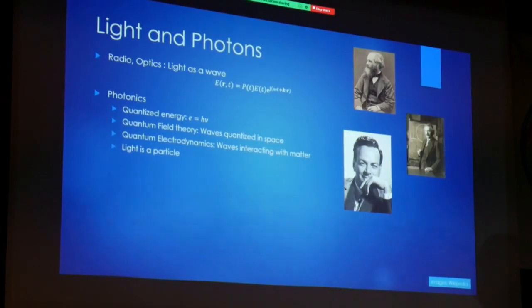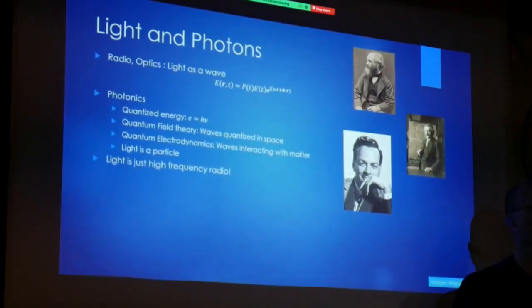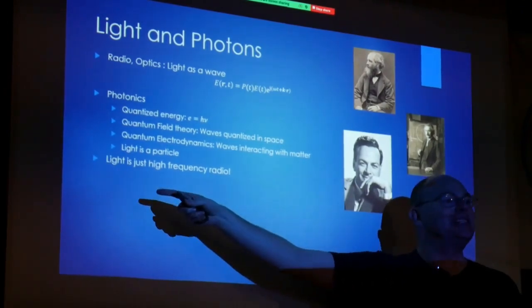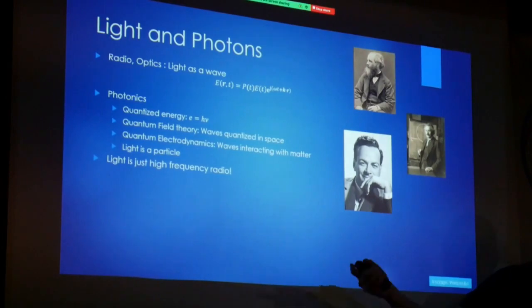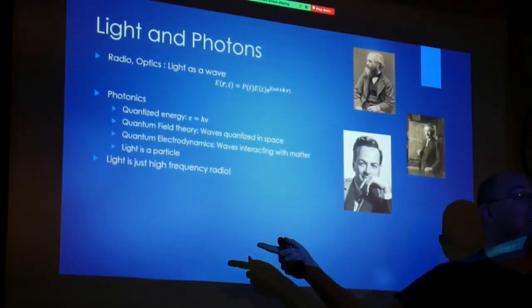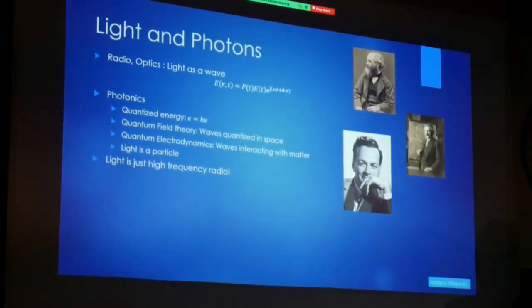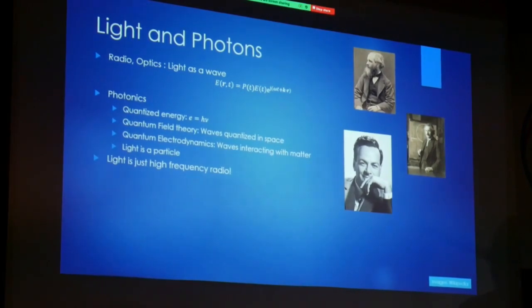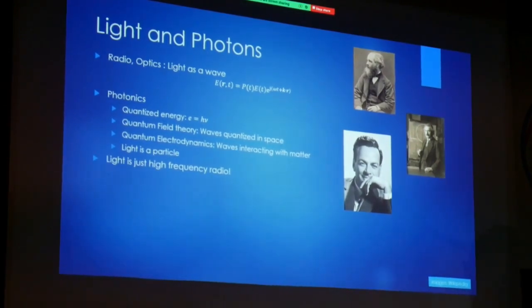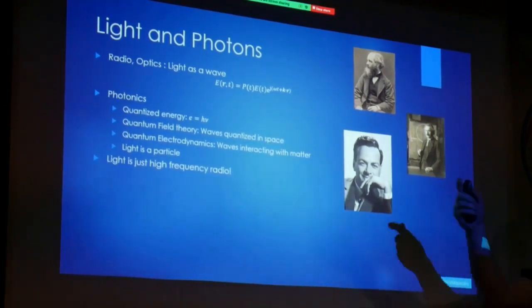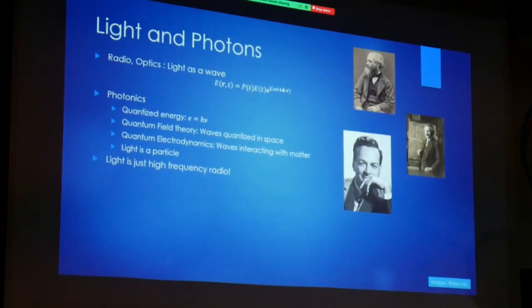Whew! Thank goodness. Now, the radio side of things, to bring it back, is that light is just high-frequency radio. Anything that I can do with radio, I can do with light. Anything that I can do with light, including making lasers out of it, I can do with radio. A laser in the microwave regime is called a maser, right? It's the same thing. I can make 300 megahertz individual photons. It's hard to catch them, but they're there, right?